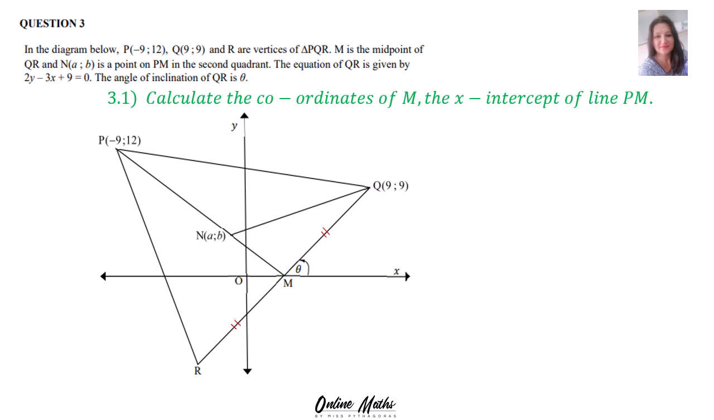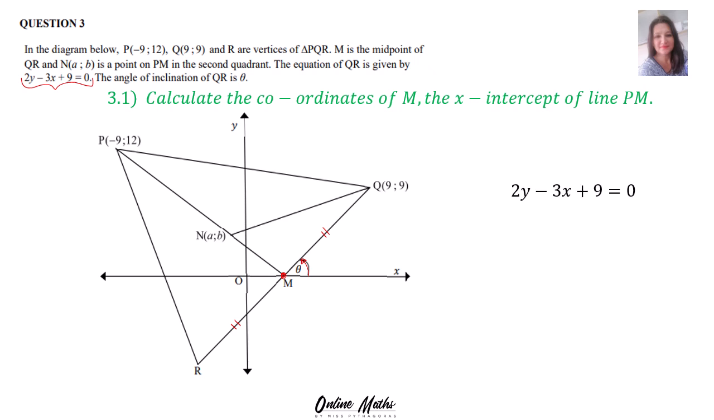Remember, the angle of inclination is the angle that's being formed by the line and the x-axis measured in an anti-clockwise direction. Question 1. Calculate the coordinates of M, the x-intercept of line PM. So when you go to the sketch, you will see it's this little point there that we will calculate, the x-intercept. Now, what was given was the equation of line QR.